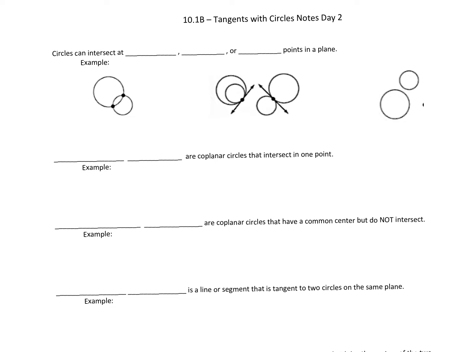Continuing with our circles, today we're going to continue talking about tangent circles. So today, tangent circles or tangents intersecting with the circles, remember they touch at one spot, they can intersect at 0 places, 1, or 2.